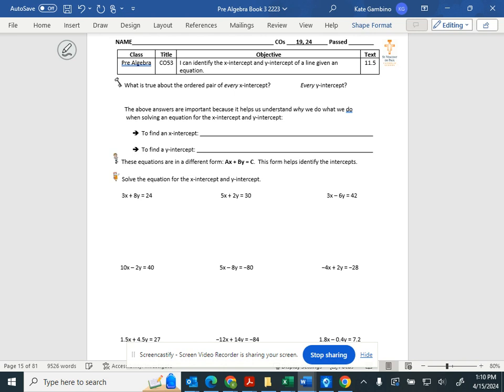Fiona? Oh, to find the X-intercept, what do we have to do, Fiona? Solve for x when y equals 0. Solve for X when Y equals 0.